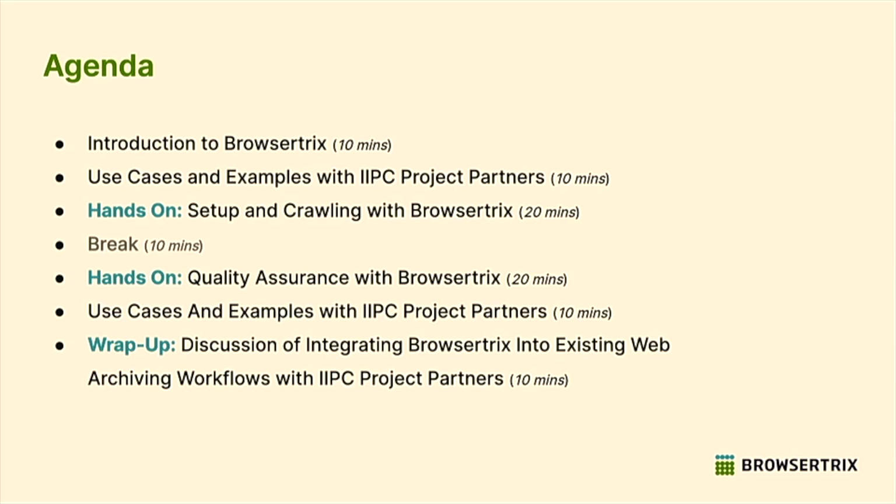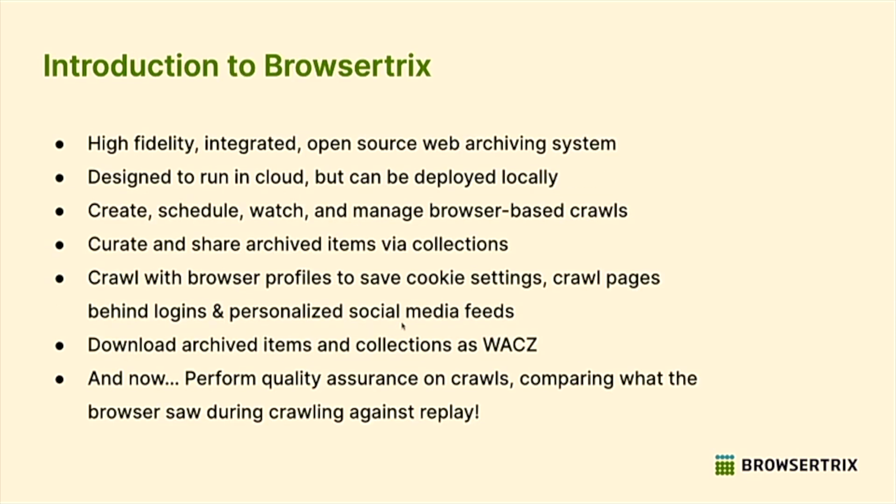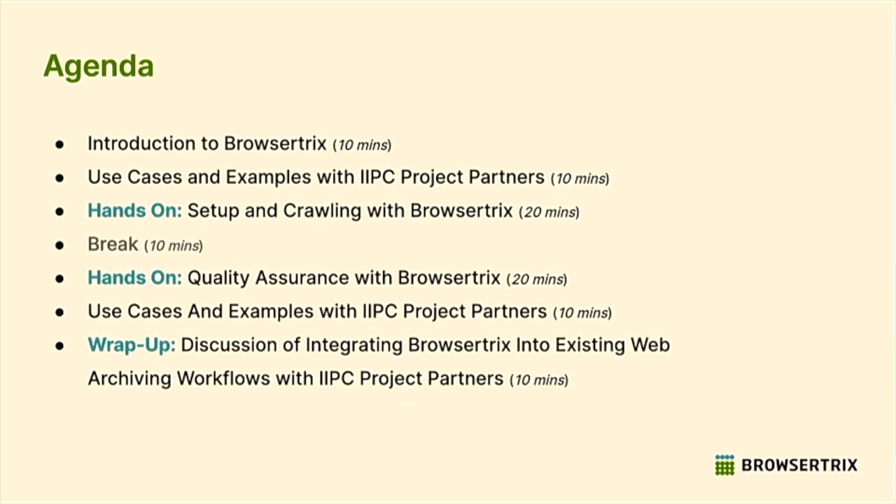So we'll start with setting up a crawl workflow and running a crawl. And then take a little break, and on the back side of that, we will have you run our new quality assurance tools and try that out. Oh, we duplicated this. That's my mistake. Well, that means more time for Q&A and hands-on work, which is a great thing. And then we'll wrap up with talking about, again, with our project partners, integrating Browsertrix into existing web archiving workflows.